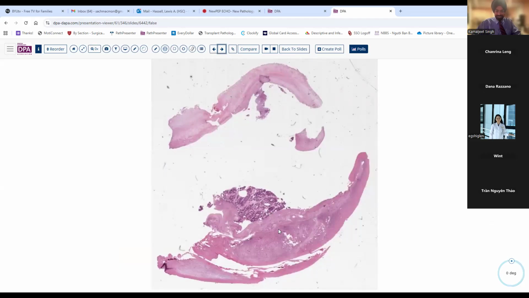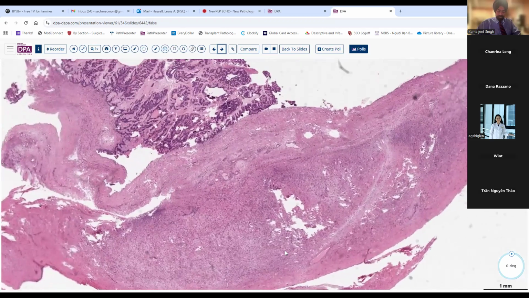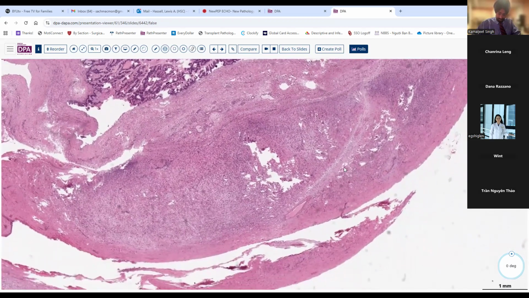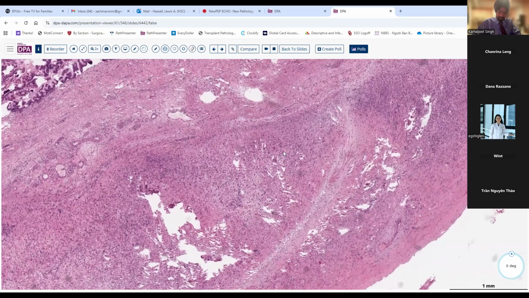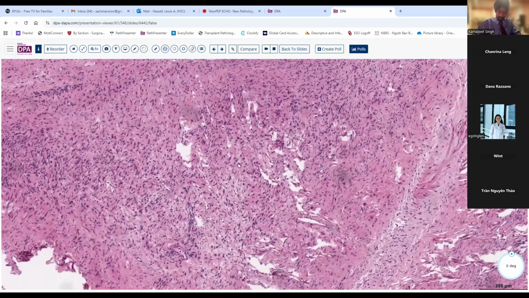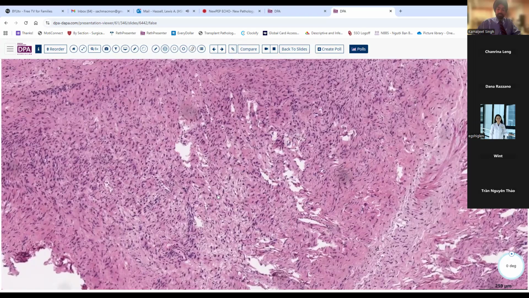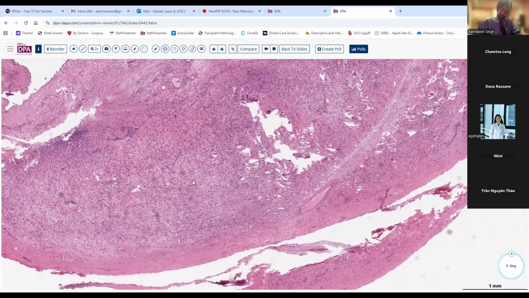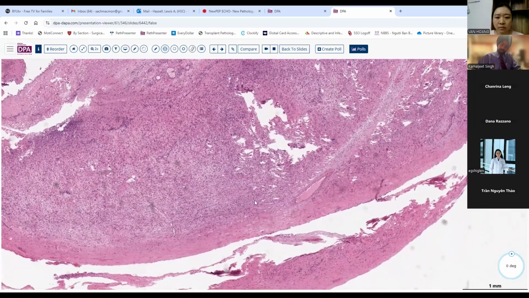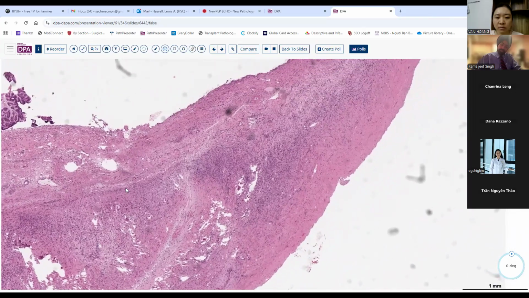So here's a nice example. We have here some solid areas and then a more blue cell area up here. We'll take a look at some of the solid areas here. First, it looks like a mixture of fibromatous type of tissue, sort of wavy nuclei in a fibrous background. Nothing that looks terribly concerning.